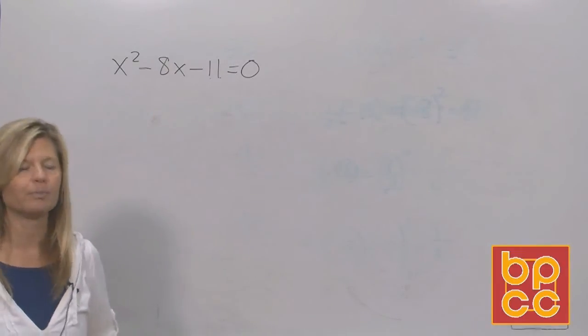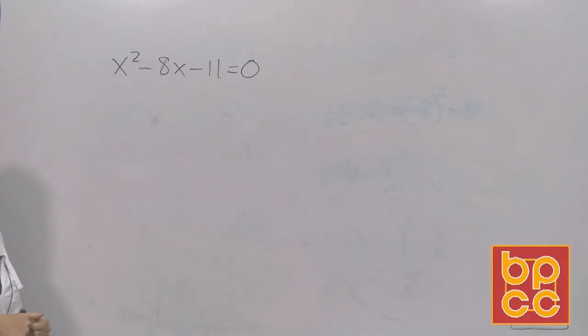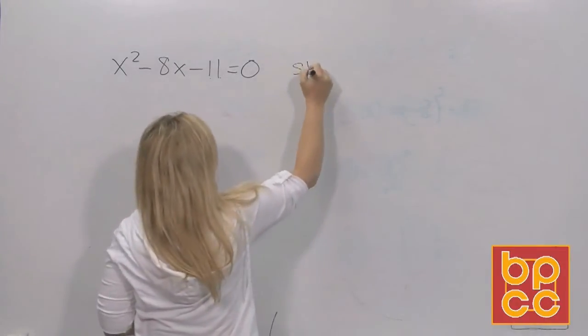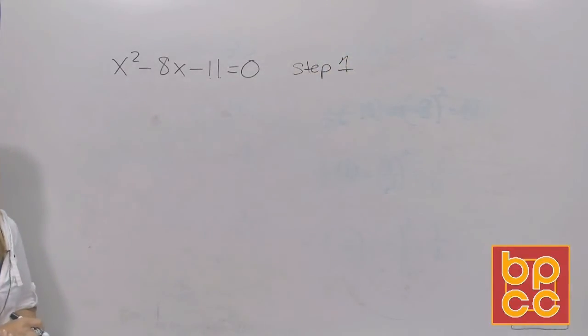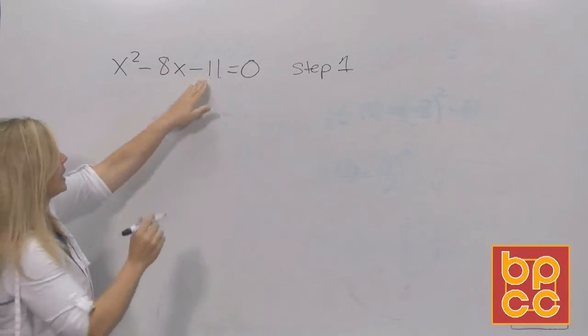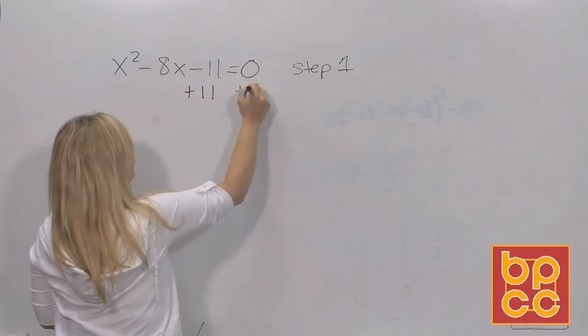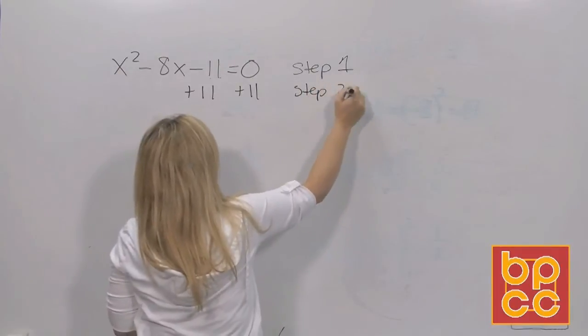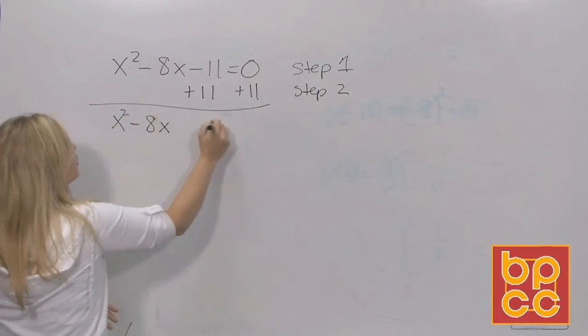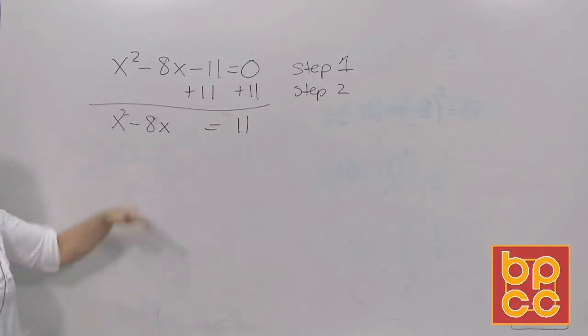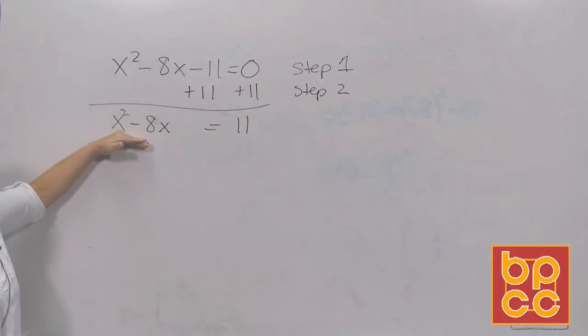We're going to go through them. Step 1 is make sure the x squared has a coefficient of 1. It does. So step 1's already done. Step 2, move the constant to the right side. Who's the constant? It's the 11. So we're going to add it. So here goes step 2. Move the constant.